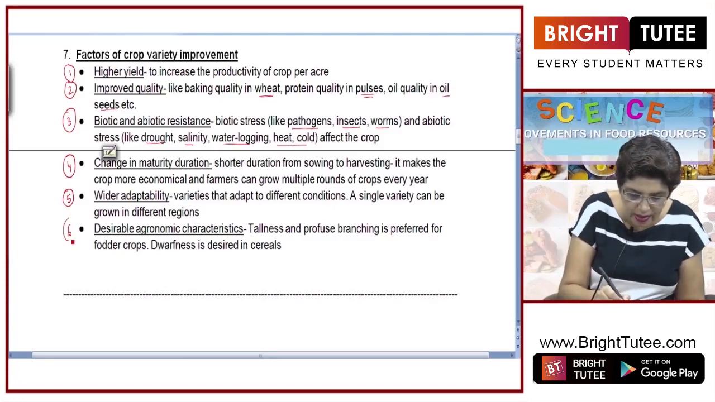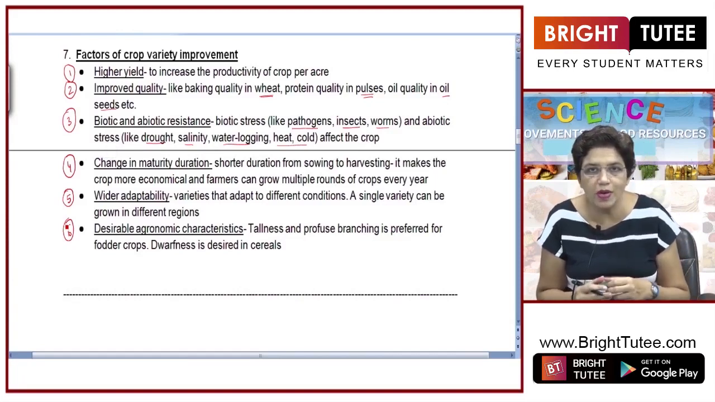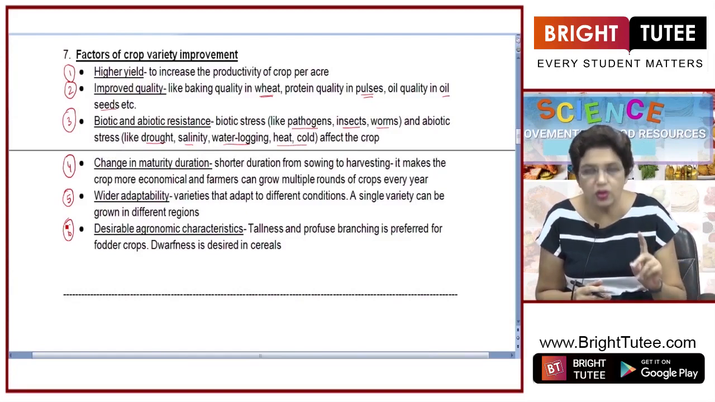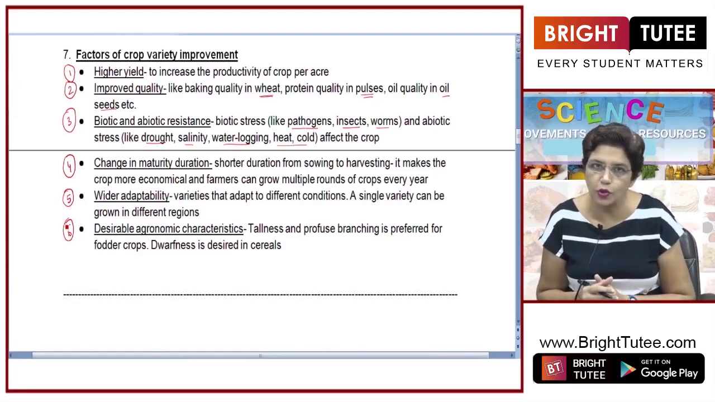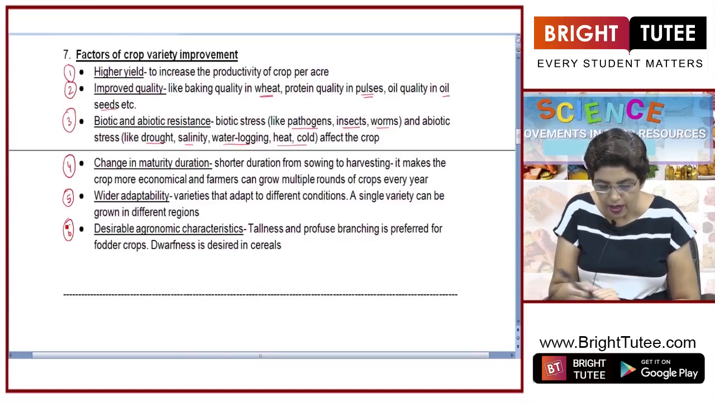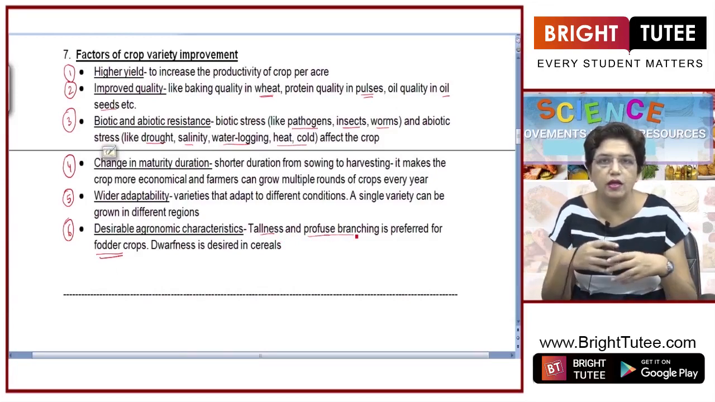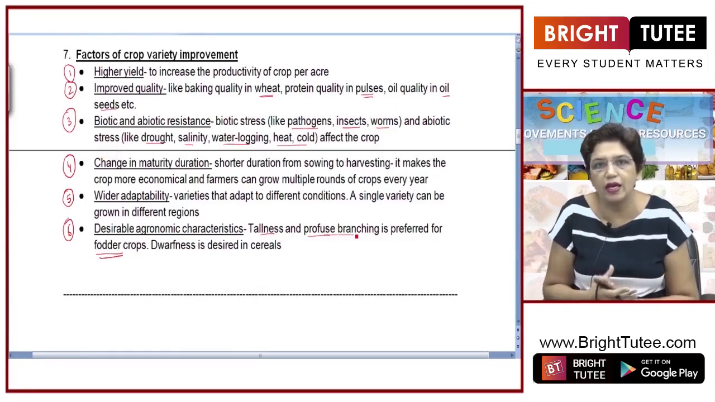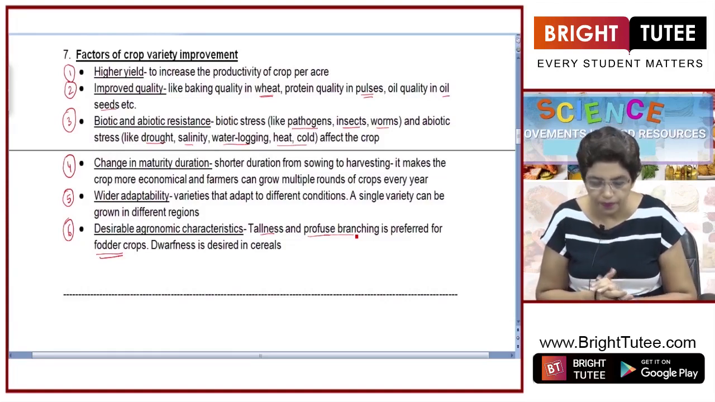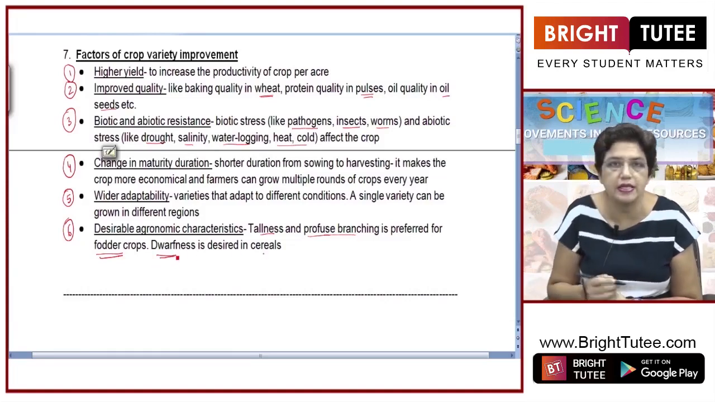And the last one is desirable agronomic characteristics. Agronomic means the characteristic features of that crop. Now this also varies from crop to crop depending upon what we are looking for. For example, if we are growing a fodder crop, we want tall and profusely branching plants so that there is a greater number of leaves which we can feed to our cattle. While on the other hand, in case of cereals, we need dwarfness.